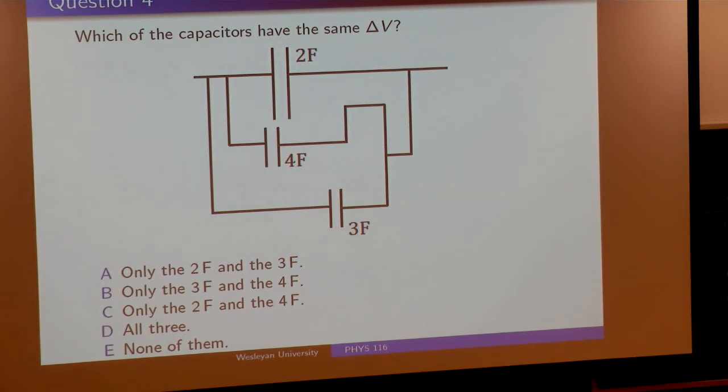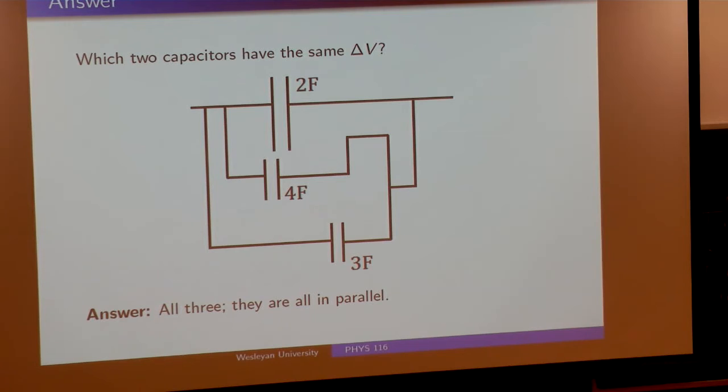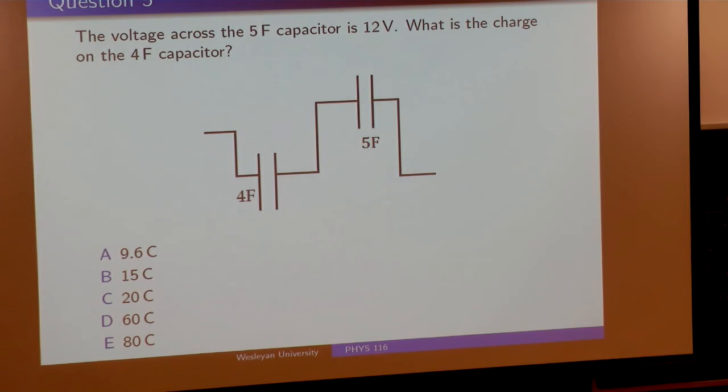Try. Well, this should be quick. All right, show me your votes. All right, yes, all three of them are in parallel, so they all have the same delta V. All right. Yes, let's try this.